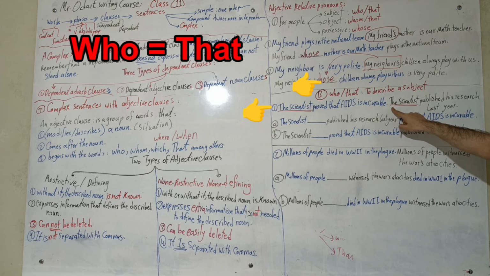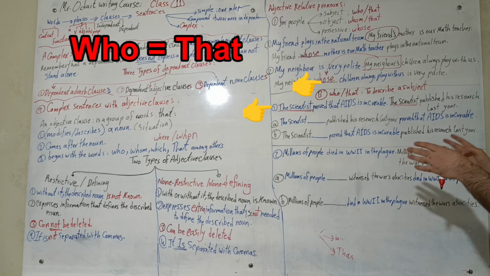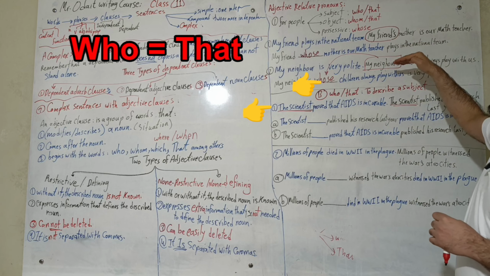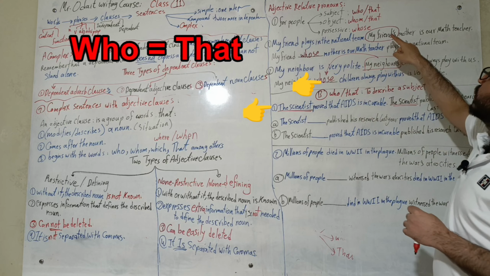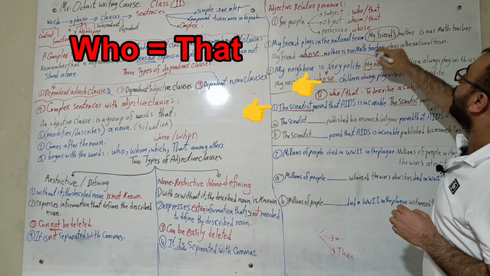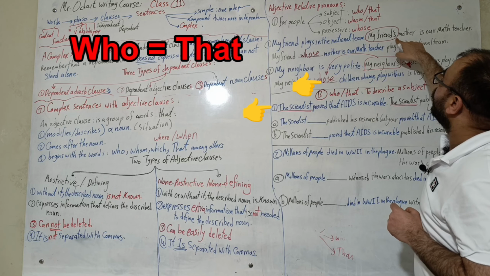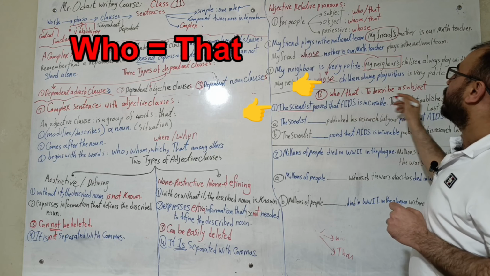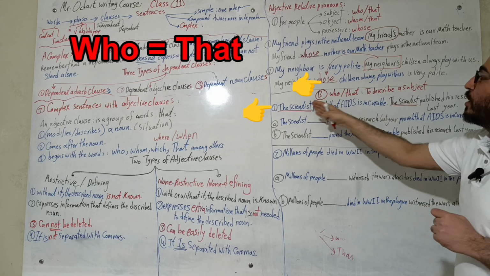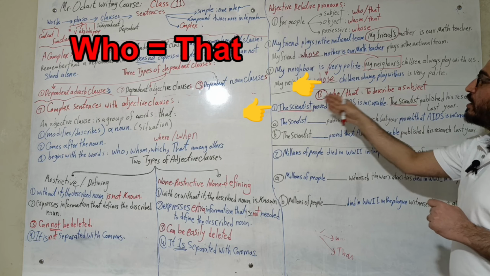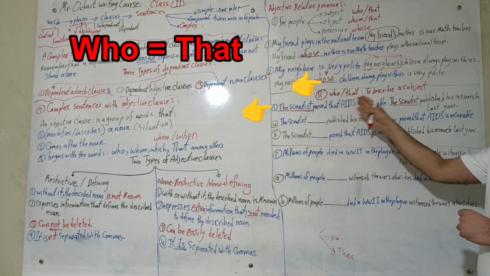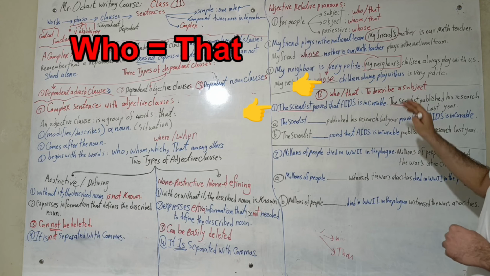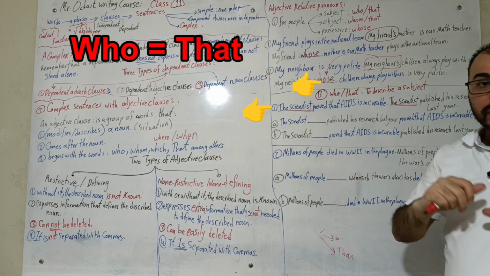The second one is: The scientist published his research last year. Again, my friends, I have here two options. In the first one, I had one option only because I need to take the repeated noun with the possessive pronoun to use whose. Here, I can choose one of these two subjects, which is repeated, of course, the scientist and the scientist. Here I have two options.